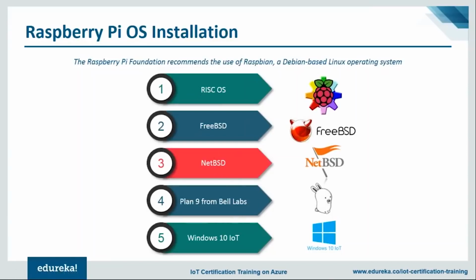So you have RISC OS, you have FreeBSD operating system, you have NetBSD operating system. Plan 9 is again from Bell Labs, as well as Windows has its own Windows 10 IoT version. For this session we're not going to go into Windows 10, we'll stick to the core Raspberry Pi operating system.